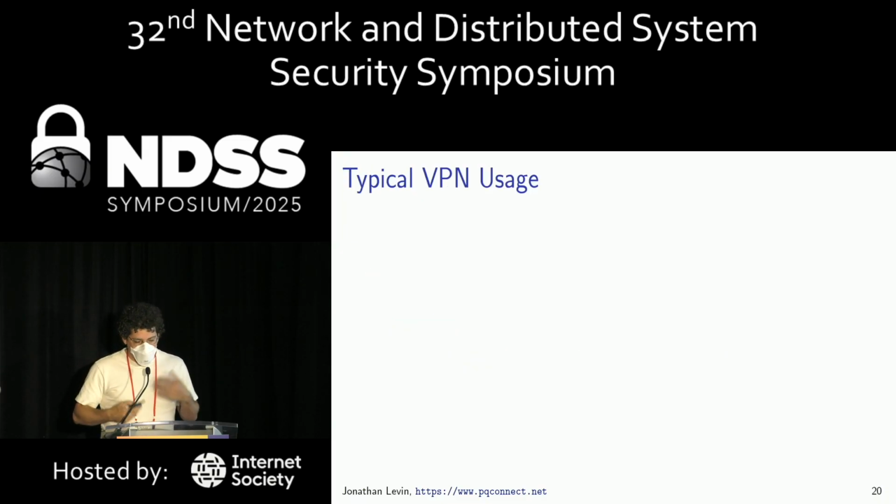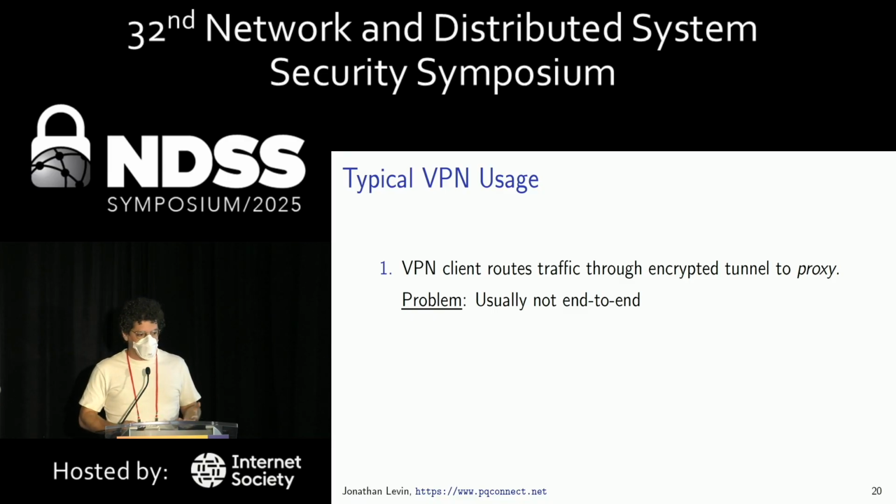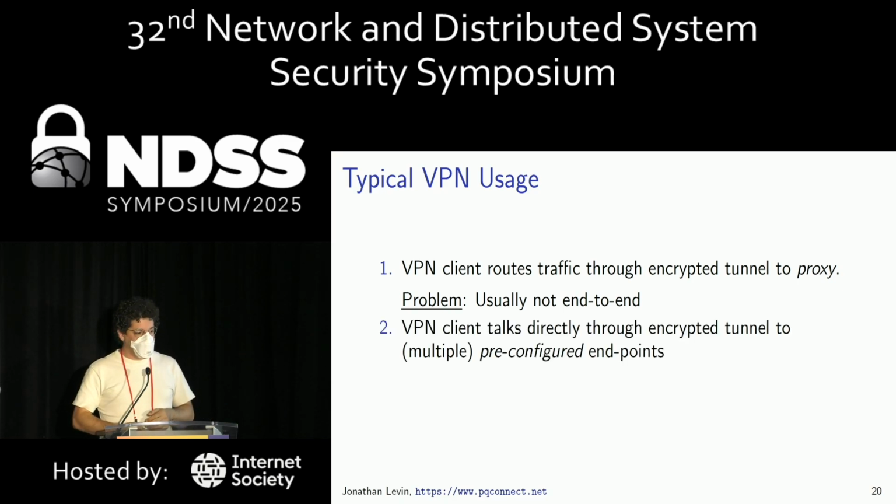Basically, I could think of two big use cases with VPNs. One is you're using a VPN to proxy traffic, so you encrypt your traffic to a proxy that then forwards that traffic to an endpoint. The problem with that, in general, is that this is not an end-to-end solution. So you get protection from your host to the proxy, but everything beyond the proxy is in the clear.